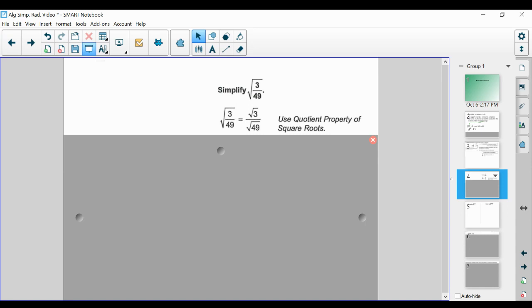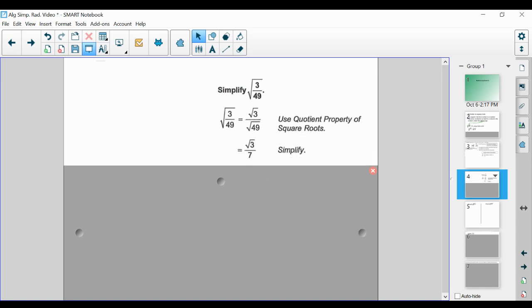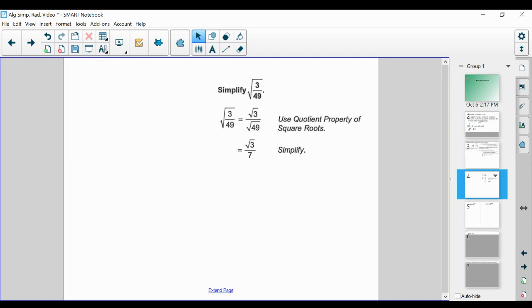So we now know the square root of 3 is not a perfect square, but we know that the square root of 49, that is a perfect square. So it's going to be 7. So we have root 3 divided by 7, or radical 3 over 7, or the square root of 3 divided by 7. There's a couple of different ways to verbalize it. So long as we're saying what's logical, you are all good.